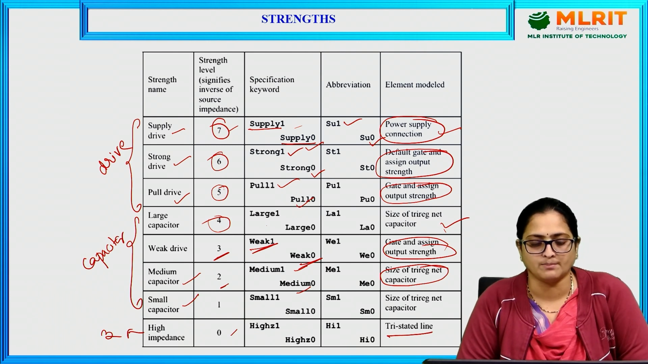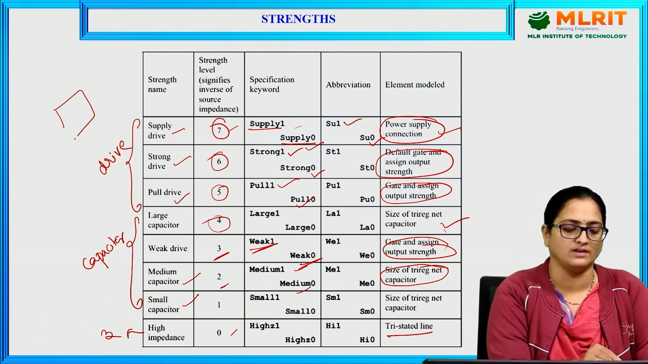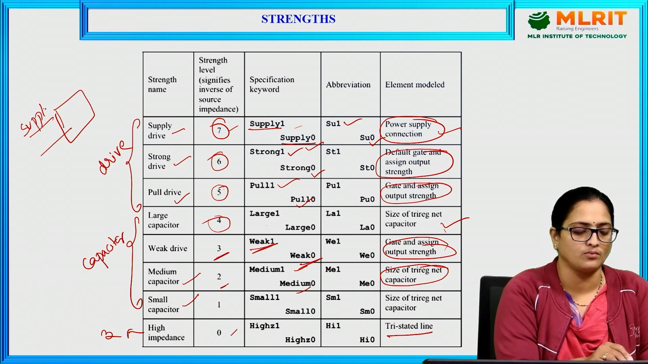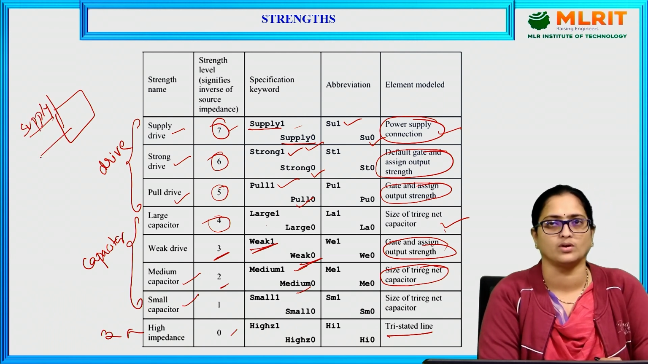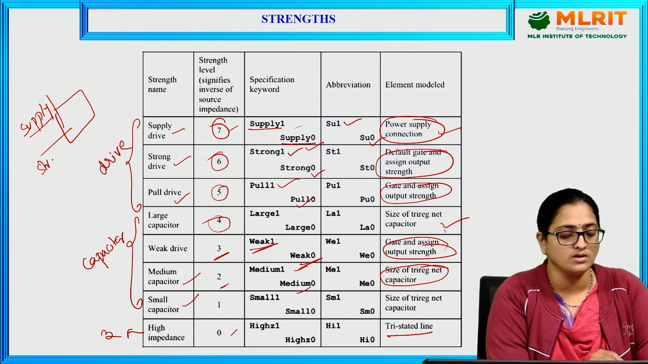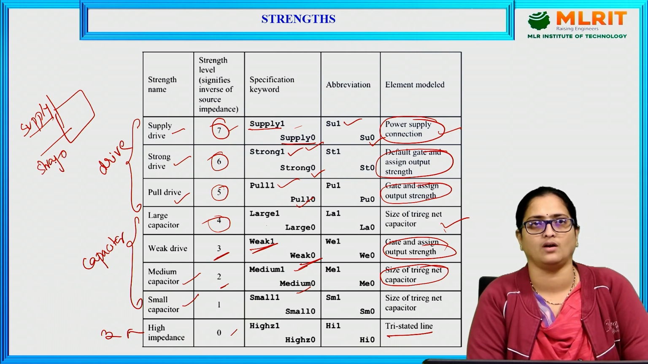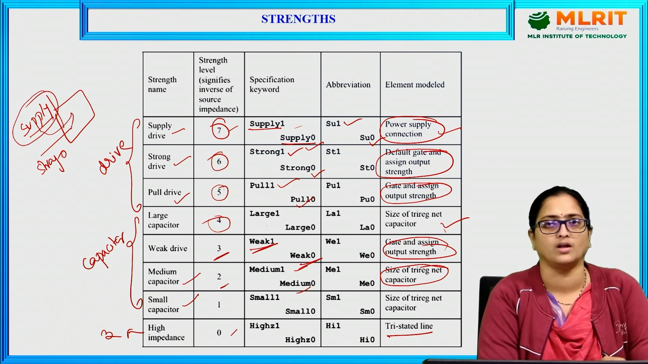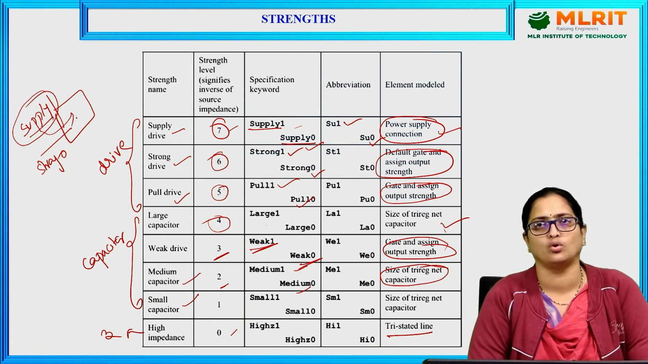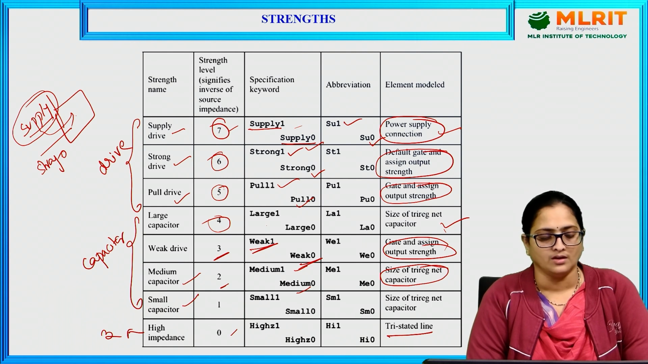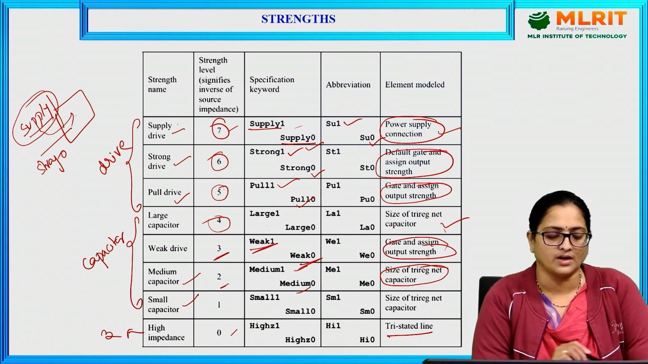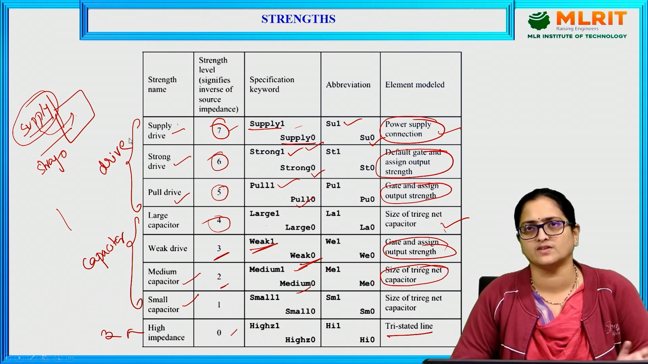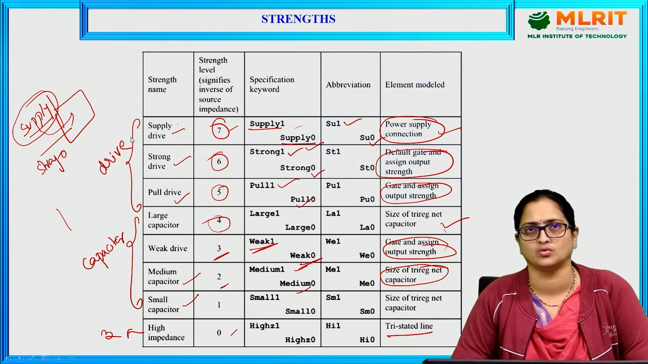Here, for example, if I have a module which has two strengths, let us assume supply 1 is given for VDD and strong 0 is given with the ground. As supply 1 has the highest strength, it drives the supply 1 to the input of your module. And here these three are driving capacitance. So the circuit takes supply 1 as an input. It drives supply 1 as an input to the module.